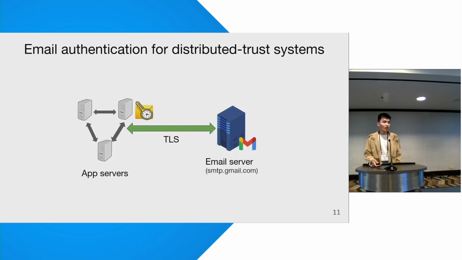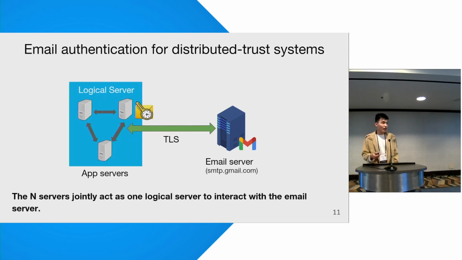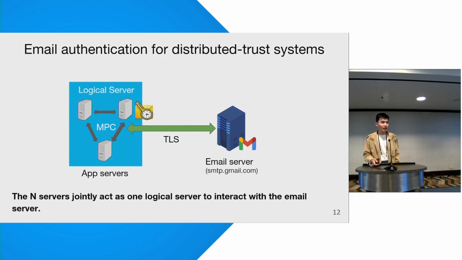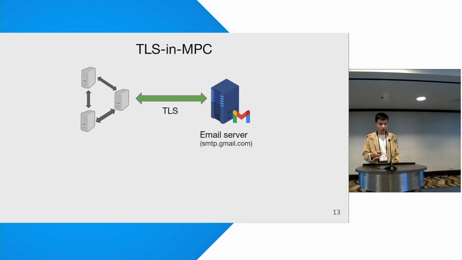Now, instead of having one single server, we have multiple application servers. And somehow, we have to figure out a way to let these multiple application servers send only one single email to the email server. Our main insight is that these n servers can jointly act as one single logical server to interact with the email server, where inside this logical server, they will run MPC. Inside MPC, they will assemble an email with only one passcode and send it as encrypted packets over the TLS channel. So in the end, the email will be encrypted and forwarded to the email server.